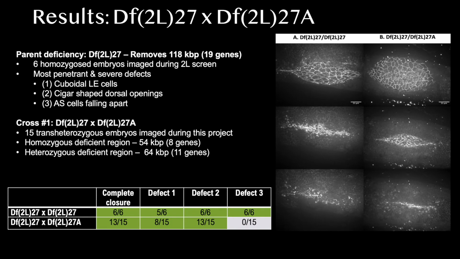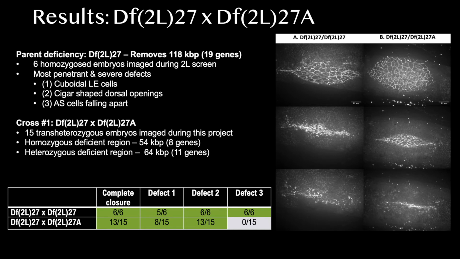The results of this project are quite exciting. First, let's talk about parent deficiency 27. 6 homozygous embryos of this deficiency were imaged during the 2L screen, and the most notable defects were the presence of cuboidal LE cells, development of a cigar-shaped dorsal opening, and AS cells falling apart.